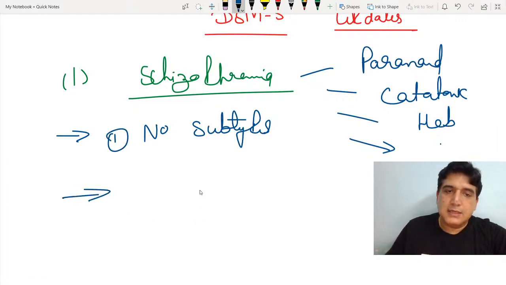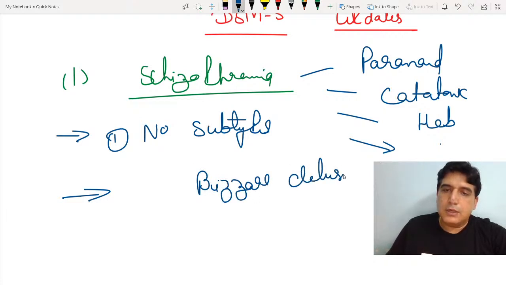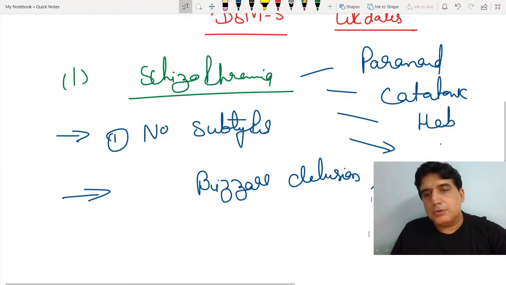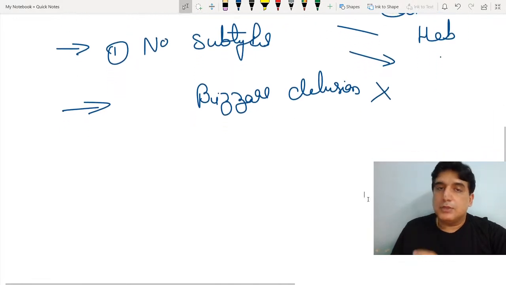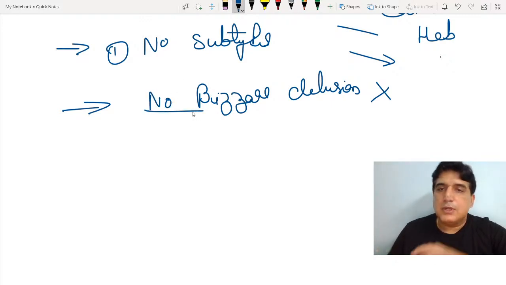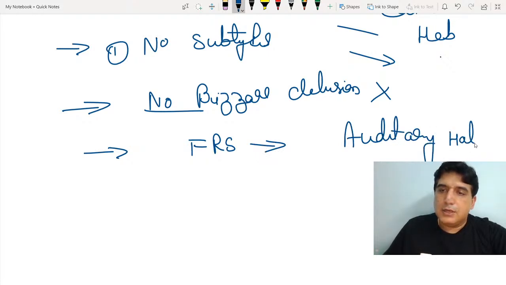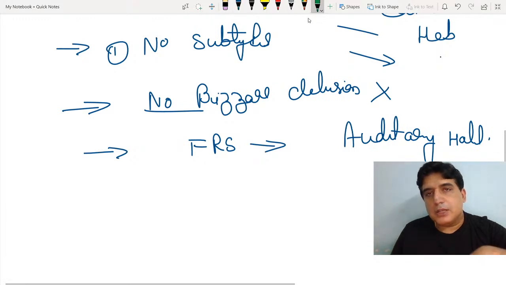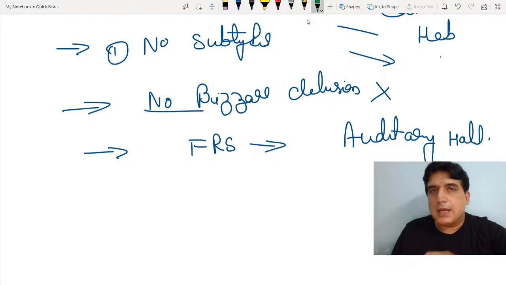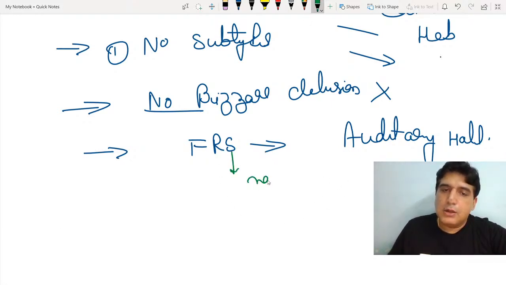Number two, the bizarre delusion word has been removed. We don't use the word bizarre delusion or non-bizarre delusion. Delusion is delusion. Also in first rank symptoms, we were giving importance to auditory hallucination in making a diagnosis of schizophrenia. This importance we are not giving now.